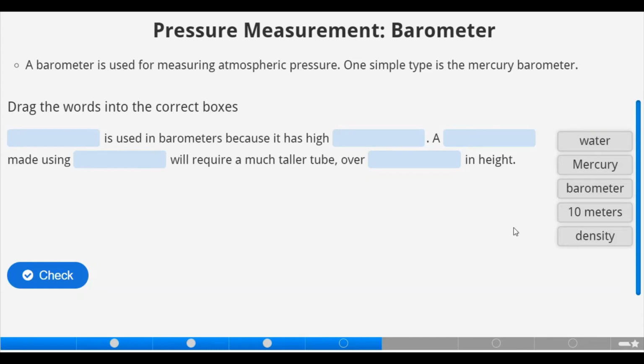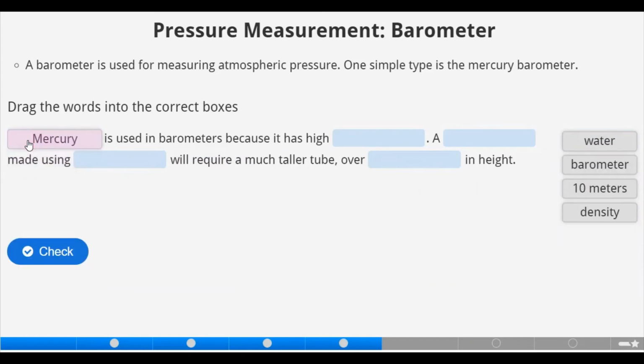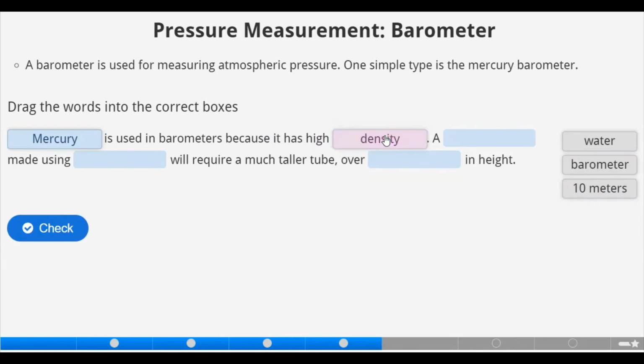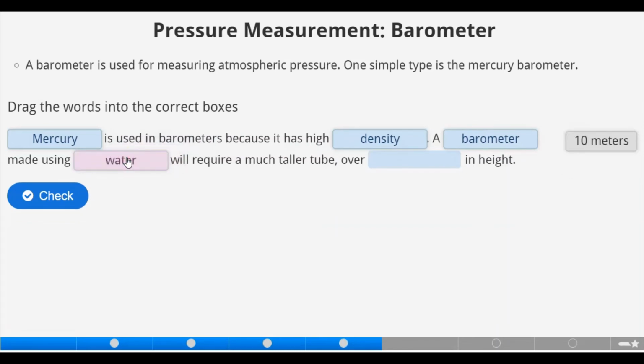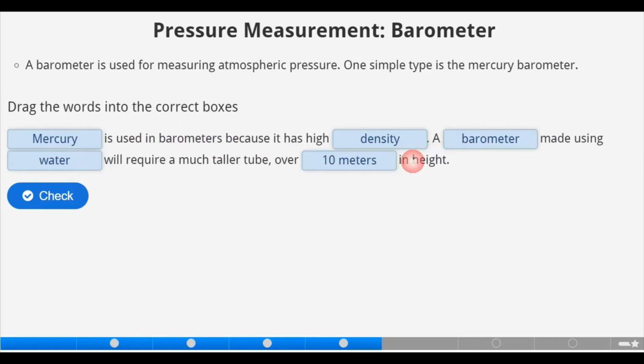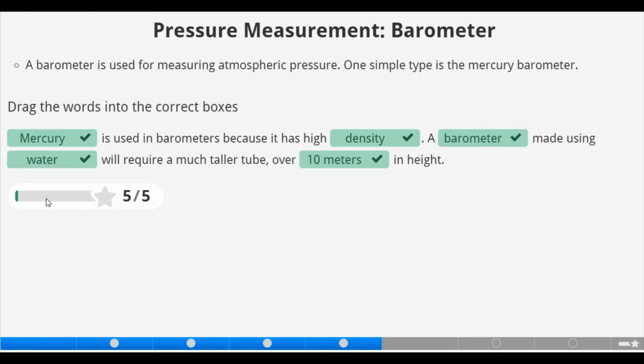Now, mercury is used in barometers because it has high, what do you suspect? Density. Density is mass per unit volume. So a barometer made using water would require a much taller tube, over 10 meters in height. Let's check. That's correct.